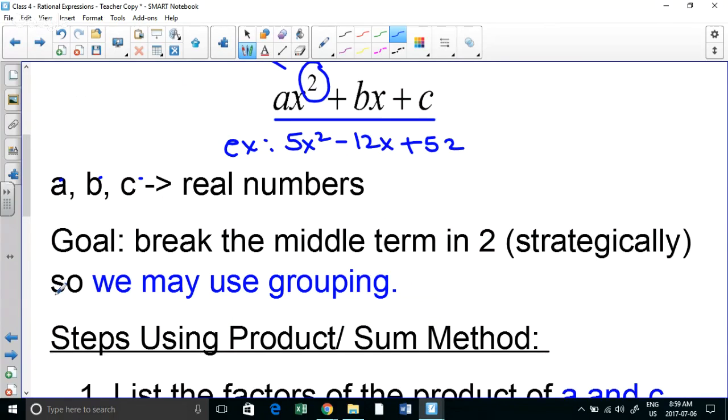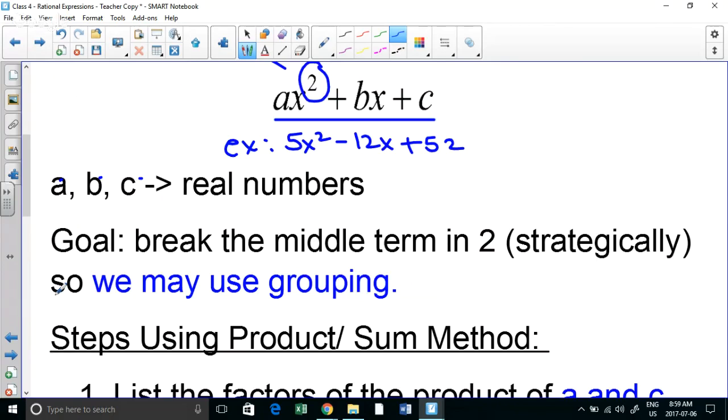We want to be able to factor this. But if we look at it just from its appearance, we can't GCF factor it because there's nothing that I can take out of all three of them. There's not an x, there's not a number. I can't group them because there's only 3 of them. What am I going to do?